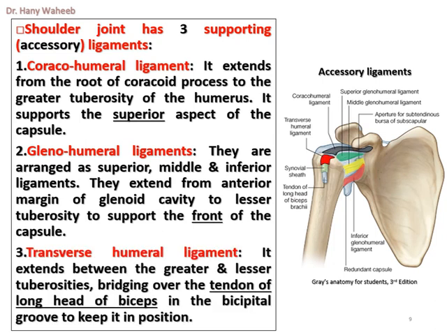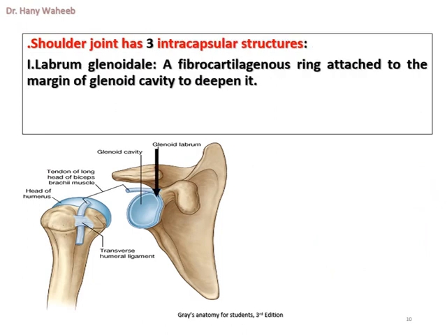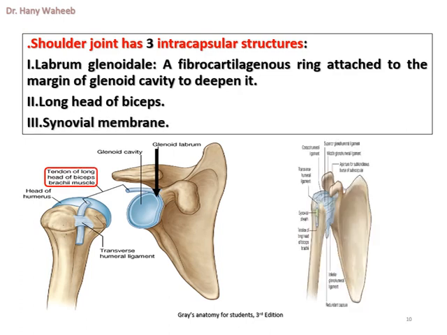3. Transverse humeral ligament. It extends between the greater and lesser tuberosities, bridging over the tendon of long head of biceps in the bicipital groove to keep it in position. Shoulder joint has 3 intracapsular structures. 1. Labrum glenoidale, a fibrocartilaginous ring attached to the margin of glenoid cavity to deepen it. 2. Long head of biceps. 3. Synovial membrane.